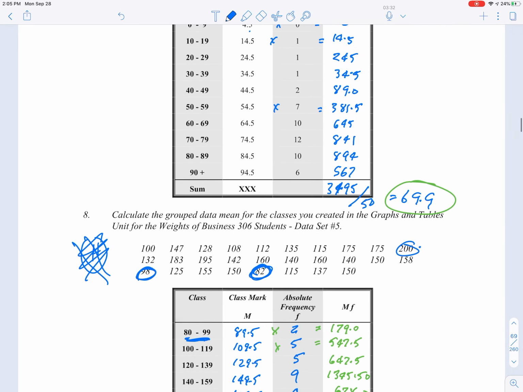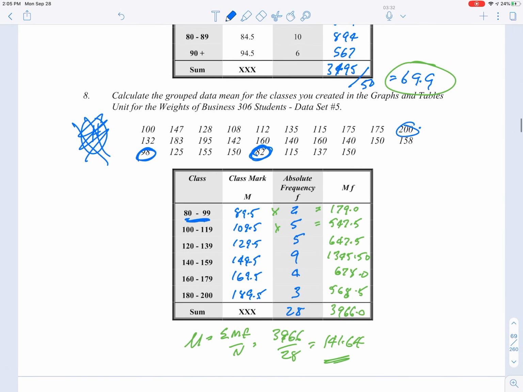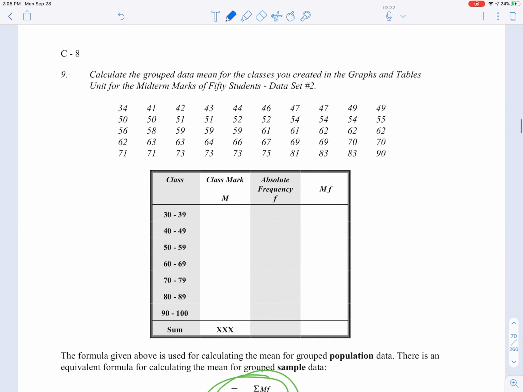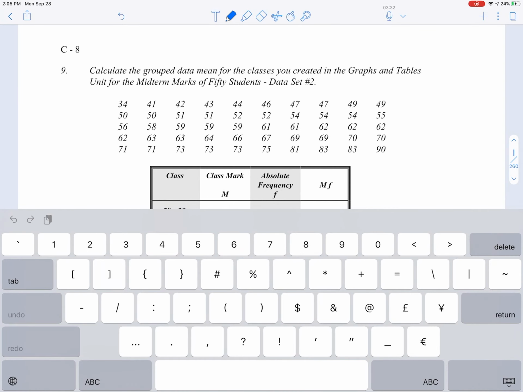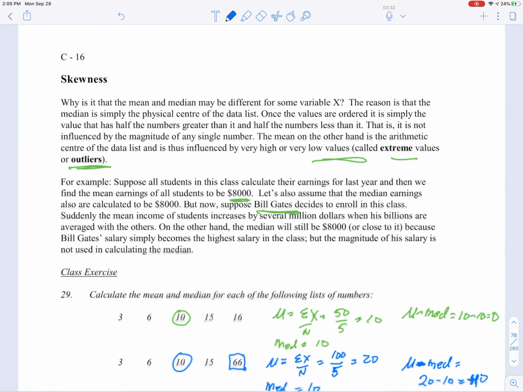And then while we're here, we are going to be taking a look at the marks of 50 students, and so that's on page C8. And I'll show you actually the Excel charts here that will help you out on that one later. So let's go back here to the page.